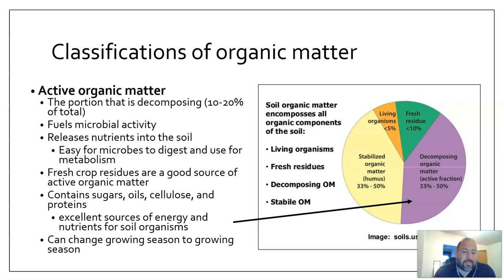This type of organic matter really fuels microbial activity, because you get a lot of nutrients released into the soil. The active organic matter is easy for microbes to digest and use for their metabolism. So they're able to eat it and get energy and then keep working. Fresh crop residues are a really good source of active organic matter. Active organic matter contains sugars, oils, cellulose, and proteins, which are excellent sources of energy and nutrients for soil organisms. And this can really change from growing season to growing season, because it's definitely not always the same amount of active organic matter every single year.